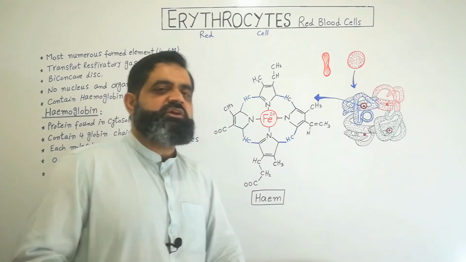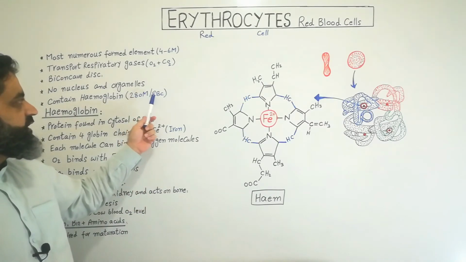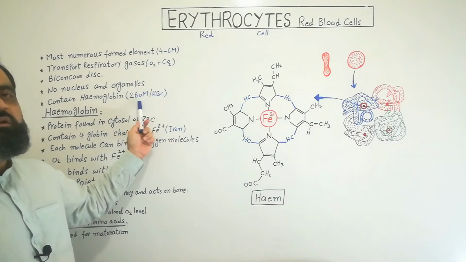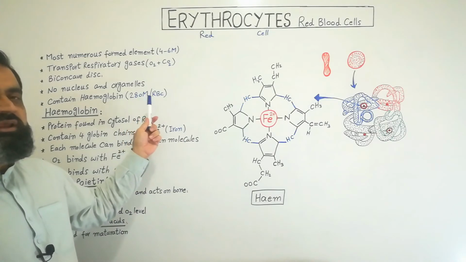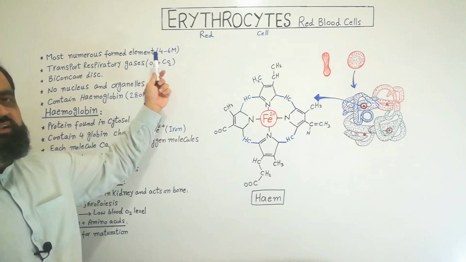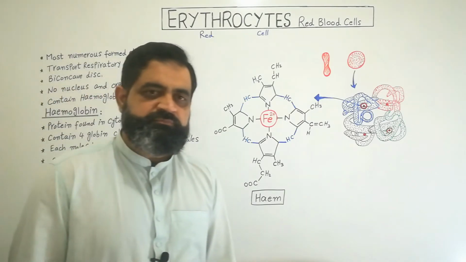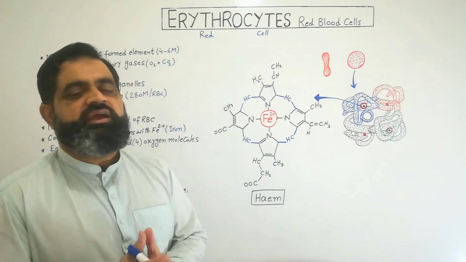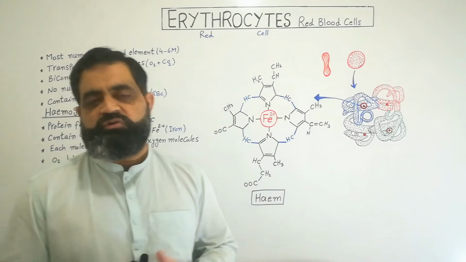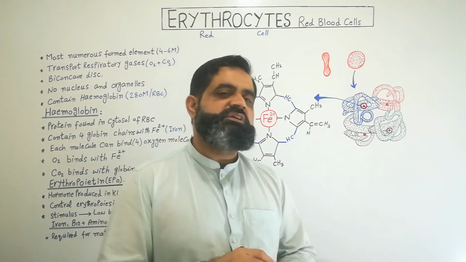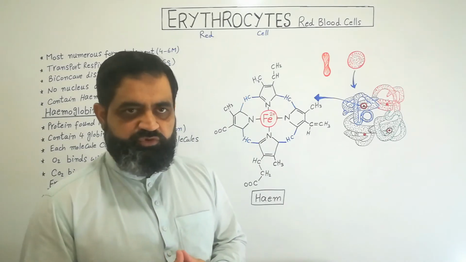Now how many hemoglobin molecules does each red blood cell contain? Each RBC contains 200 million molecules of hemoglobin. You can multiply that by the 4 to 6 million cells to see how many molecules of hemoglobin there are. Then you can multiply by 4 again, and do the rest of the math. That is a huge amount of oxygen molecules which are bound by these hemoglobin molecules, and then taken towards the tissues and the cells of the body.